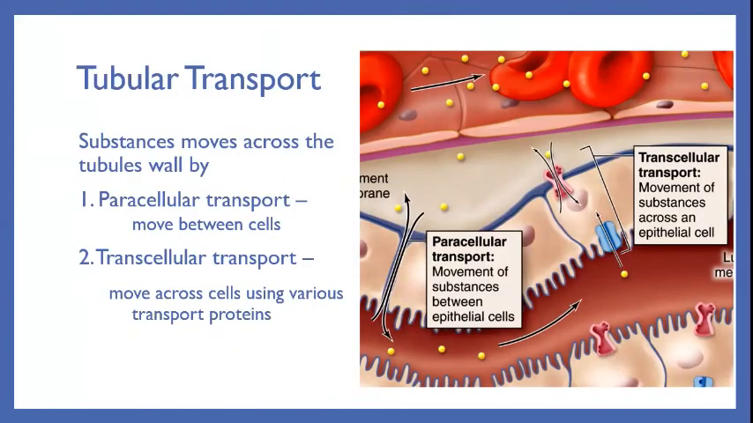Tubular transport is when substances move across the tubular walls. Paracellular transport is when it moves between the cells, so little gaps in between the cells have just enough space for some substances to travel through and then get reabsorbed by the capillaries. Transcellular transport is when we have transport proteins on the cells that are going to take something from the inside of the tube and pump it out, or vice versa, pump something back in that goes into the tube.